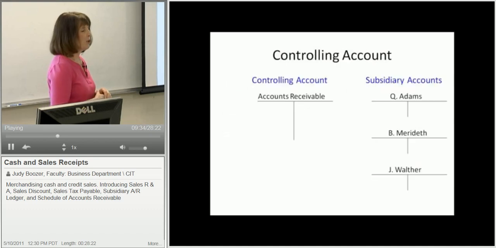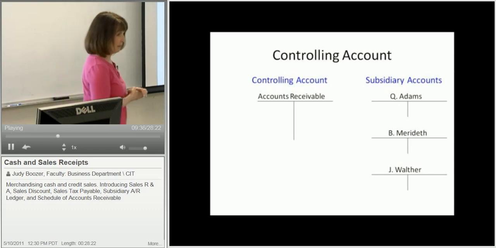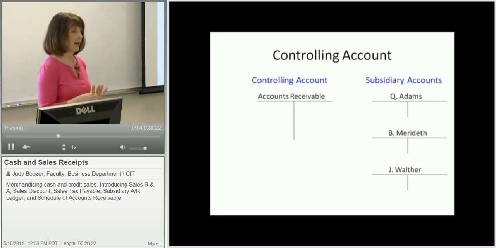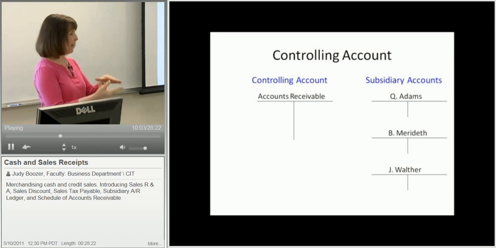Now, here's a term we haven't talked about before. It's going to come up for the first time, and it's called a controlling account. And look what's identified as a controlling account. Accounts receivable. It's called a controlling account because it controls the subsidiary ledger for all the customers. So the accounts receivable subsidiary ledger, if you were to add up the balances for all the customers, it should equal the balance in accounts receivable.